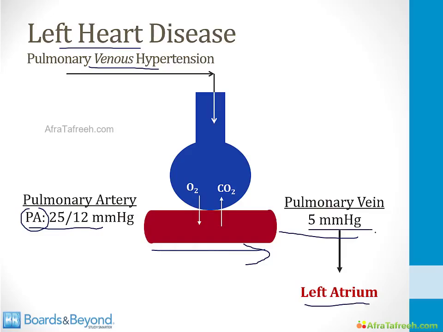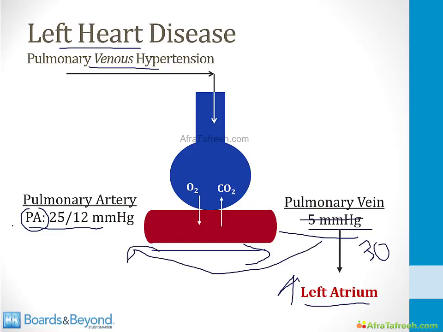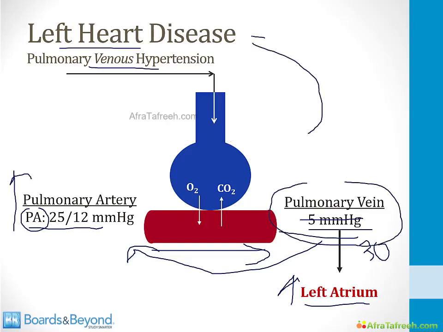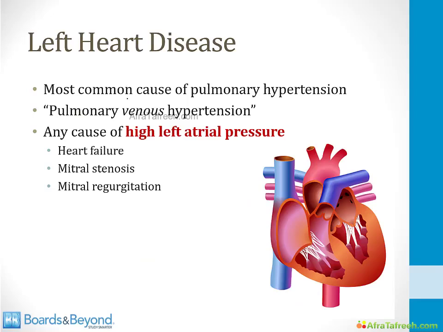If something happens in the left heart and the pressure in the left atrium goes up, this pressure in the pulmonary veins, instead of being 5, could become 20 or 25 or even 30. When that happens, that pressure is going to be transmitted backwards and you're going to get high pressure in the pulmonary arteries. And when this happens, we call it pulmonary venous hypertension, and it's always due to left heart disease. So as I said before, left heart disease is the most common cause of pulmonary hypertension. This is what we call pulmonary venous hypertension.